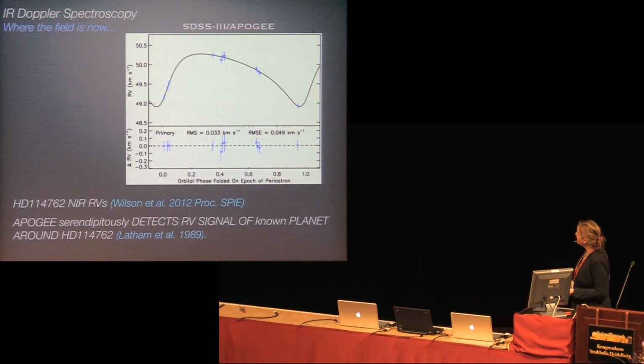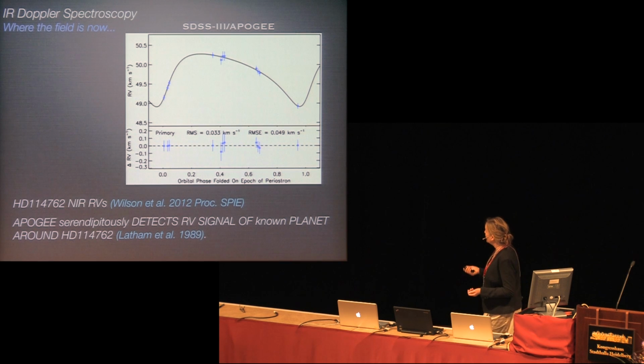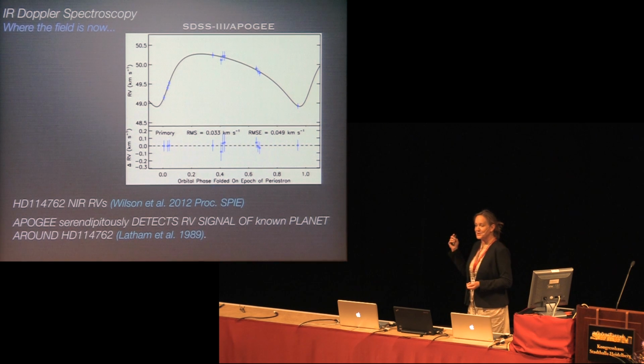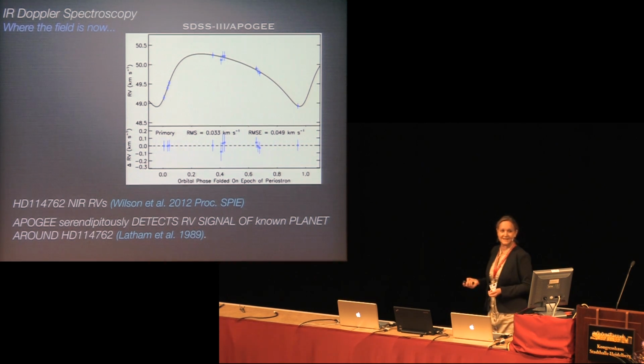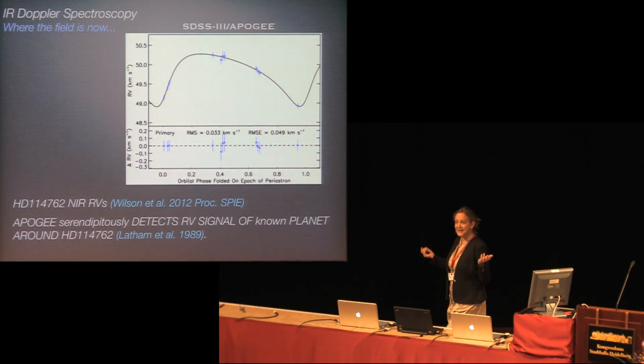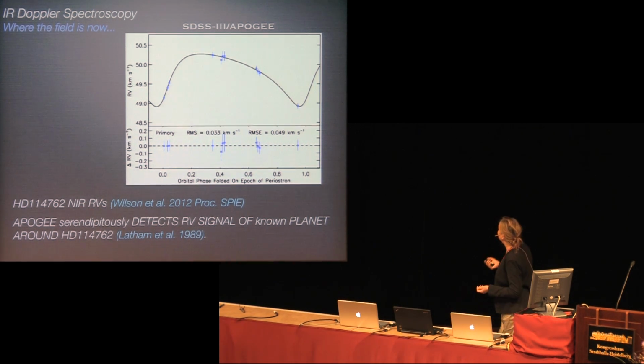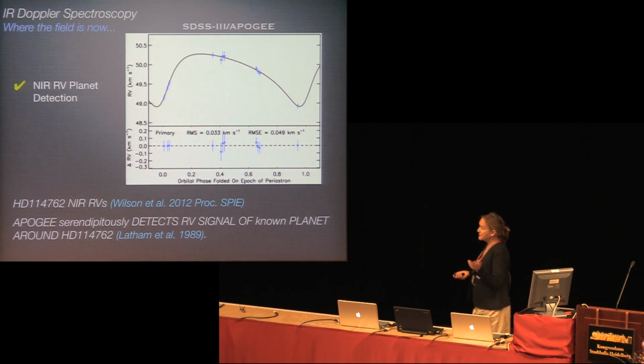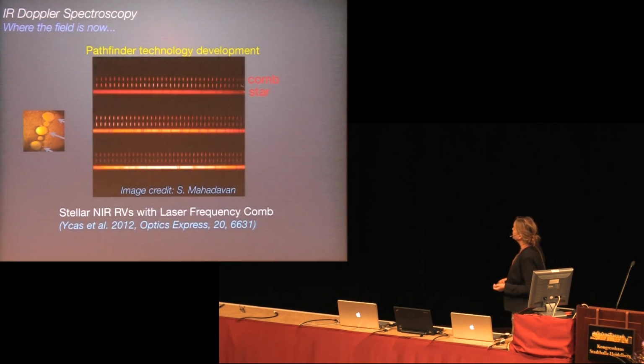Suvrith Mahadevan wanted me to tell you that serendipitously, this infrared detection of planets has already begun. One example is HD 114762 with APOGEE, and it's kind of fun because there's a parallel: HD 114762, which was Latham's planet from 1989, was unexpectedly detected. They weren't going after it, but they detected the planet around that star as well. So it's already beginning. It's one of the first near-IR RV planet detections.